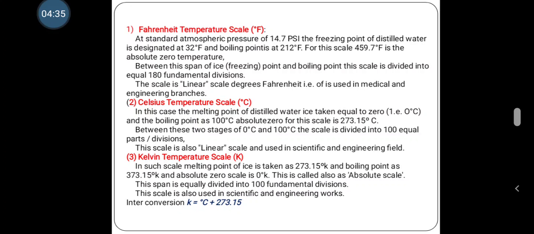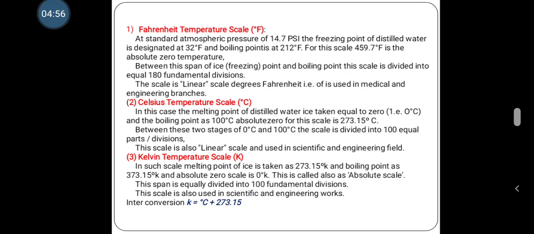Interconversion of Fahrenheit and Celsius: degrees Fahrenheit is equal to 9/5 times degrees Celsius plus 32. Why 32? Because 32 is the freezing point. Or degrees Celsius is equal to 5/9 times degrees Fahrenheit minus 32.